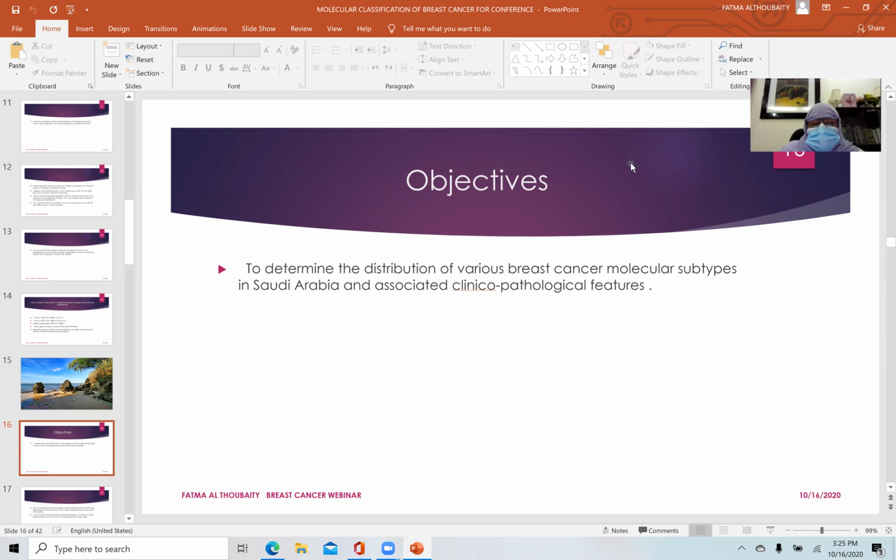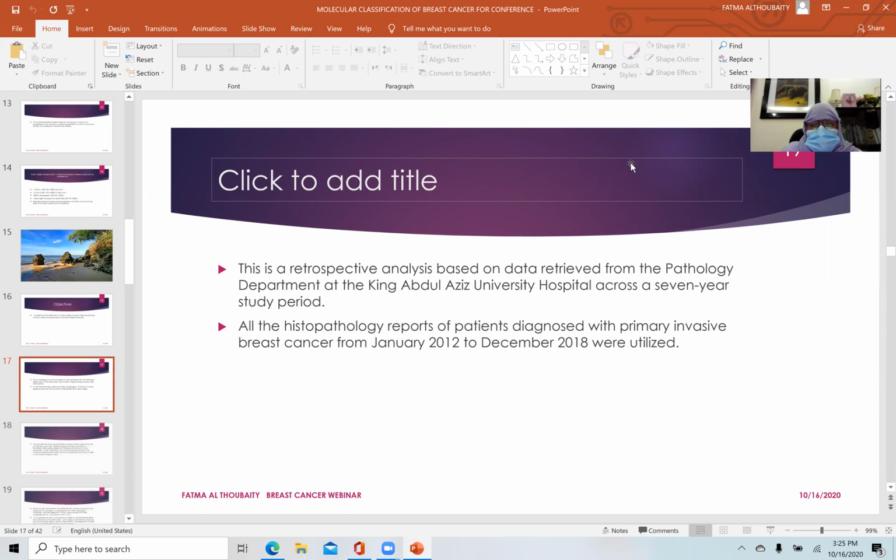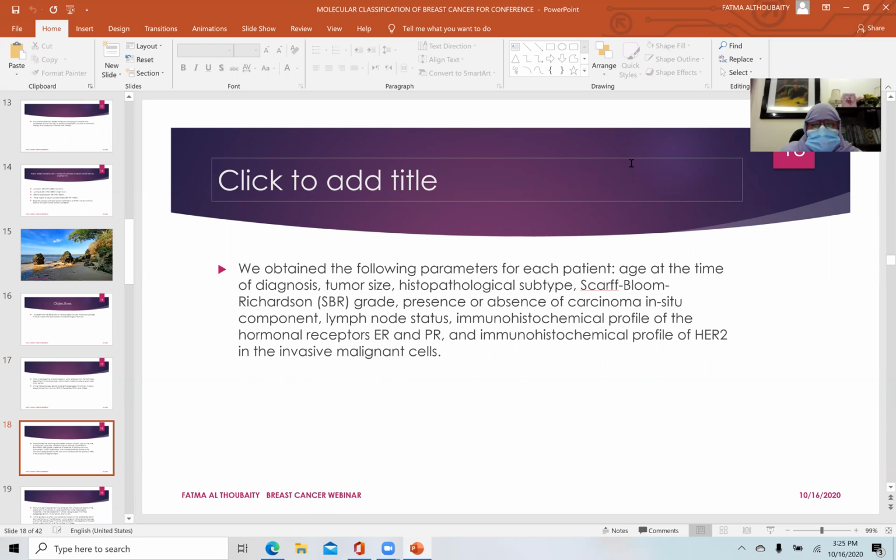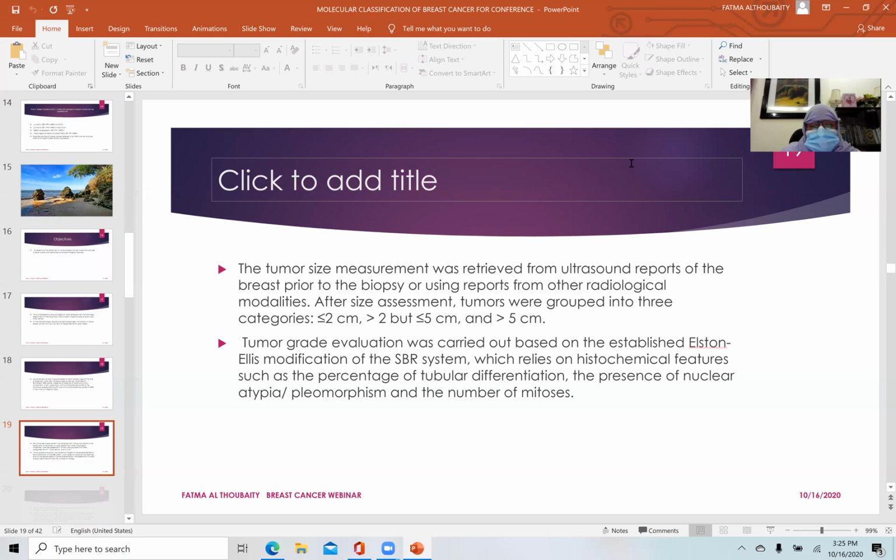The objective of our study is to determine the distribution of various breast cancer molecular subtypes in Saudi Arabia and associated clinicopathological features. This is a retrospective study over 7 years from 2012 to December 2018. We obtained the following parameters: age at the time of diagnosis, tumor size, histopathological type, the grade of the tumor, the presence or absence of carcinoma in situ, lymph node status, immunohistochemical profile of the hormonal receptors ER-PR and HER2 in invasive malignant cells.